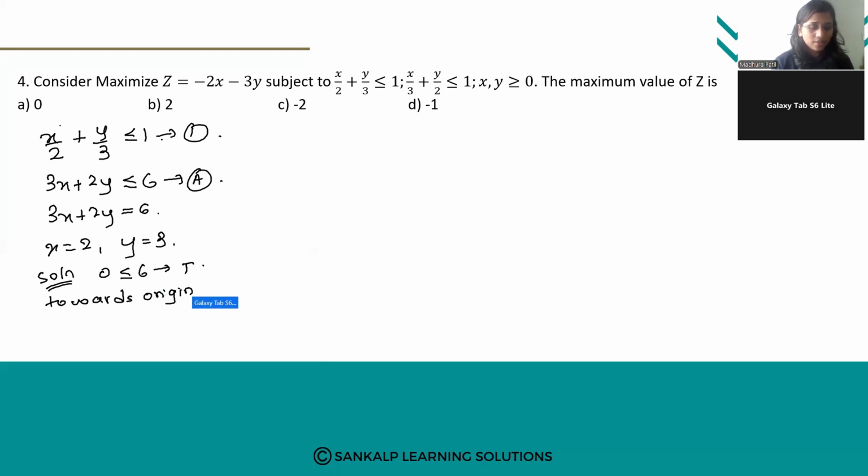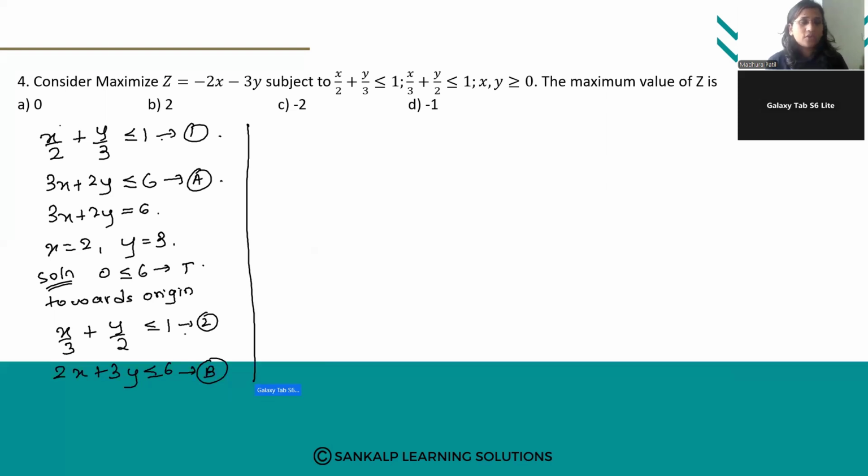Similarly, what is your second constraint? x by 3 plus y by 2 is less than or equal to 1. By the knowledge of solving linear inequalities, if I solve this, I get 2x plus 3y is less than or equal to 6. Now you can solve for this with the same method. If I put y as 0, I get x as 3. If I put x as 0, I get y as 2. So we have to plot the straight line using these points.